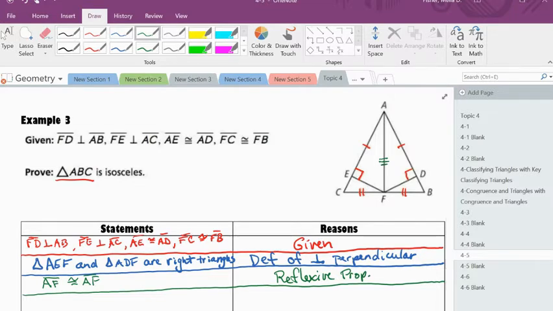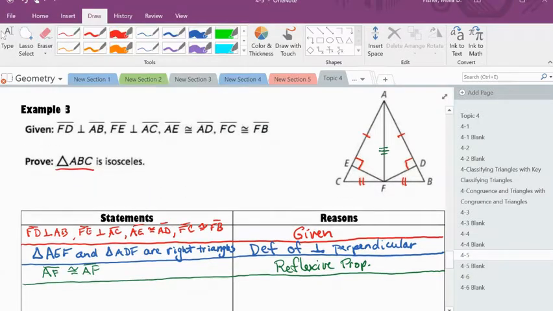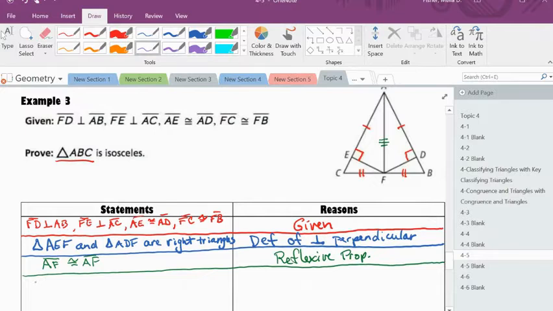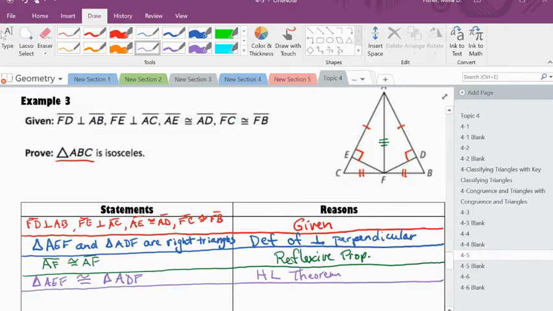Now I've determined that those triangles, so triangle AEF and triangle ADF, actually, we'll just put that they're congruent. Those are congruent. And the reason that we know that is the hypotenuse leg theorem. So now we know that those triangles are congruent.